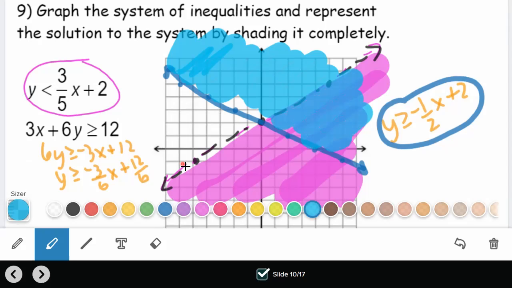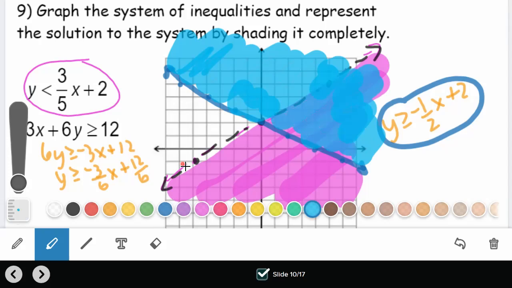And so you see the answer is going to be, and I'll write it. This is where my answer is going to be. This is where I had both colors.